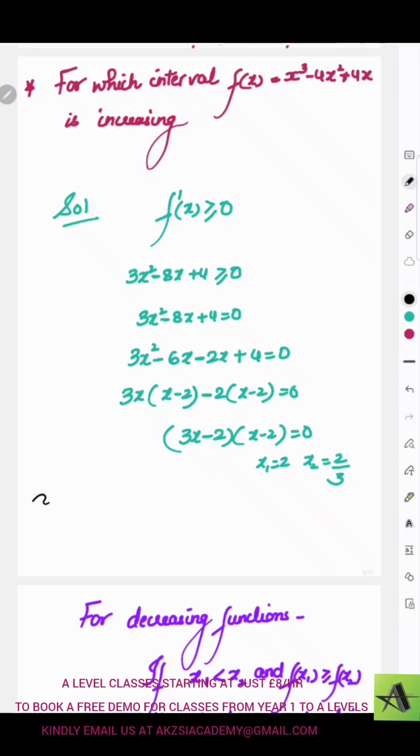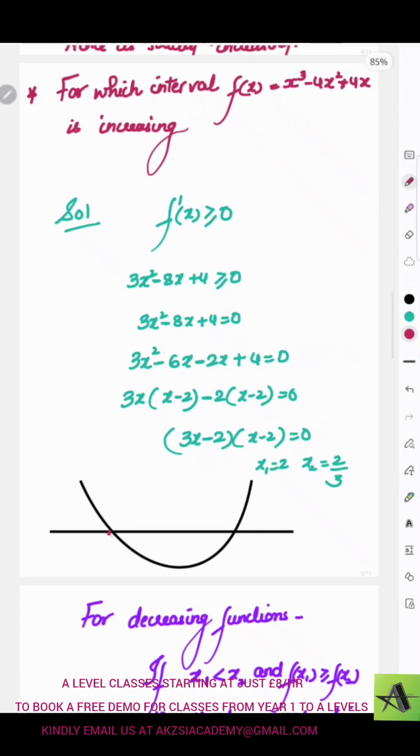So if I draw this curve like this, then my x-intercepts are 2 over 3 and 2. Because our inequality is greater than 0, we have to keep that in our mind. This parabola opens upward and divides the whole into 3 regions: positive, negative, and positive. It's greater than or equal to 0.